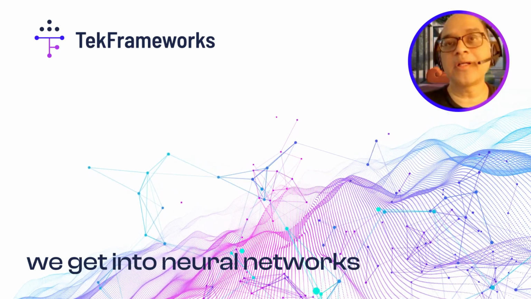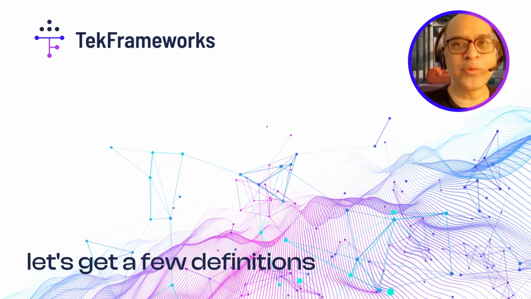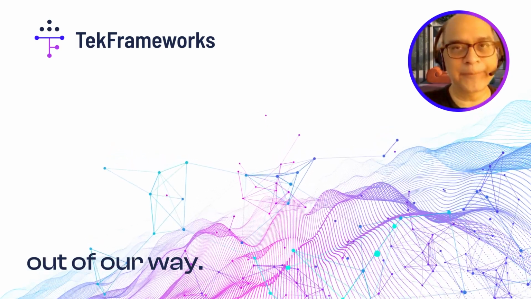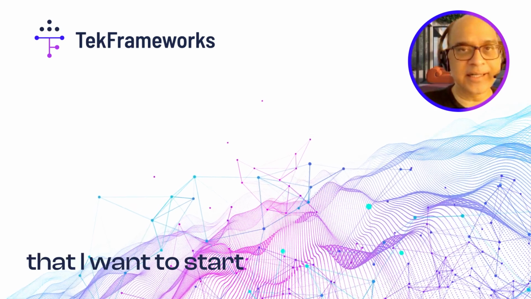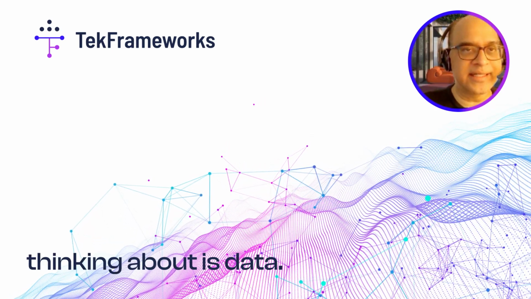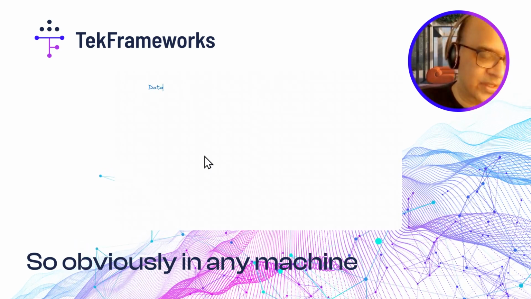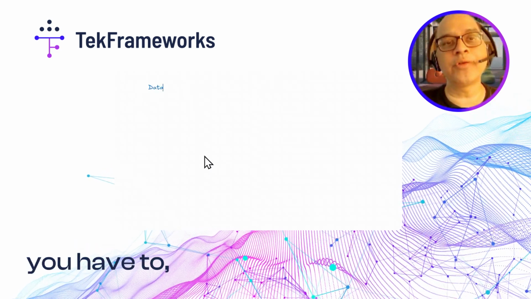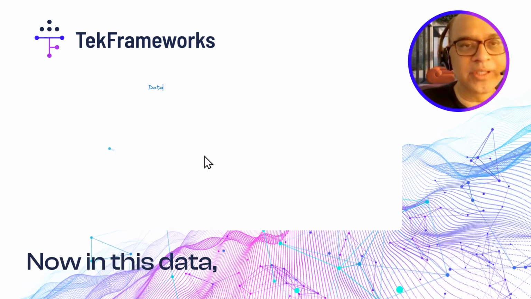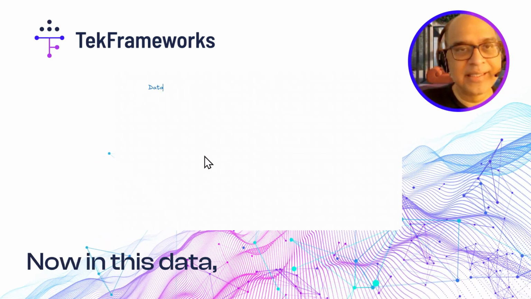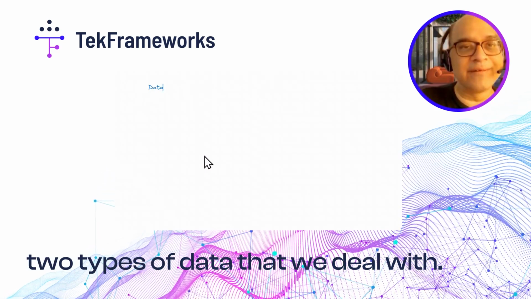So before we get into neural networks, let's get a few definitions out of our way. Okay. So the very first thing that I want to start thinking about is data. Obviously, in any machine learning problem, you have to give some data as an input and get some data as an output. Now, in this data, there are primarily two types of data that we deal with.